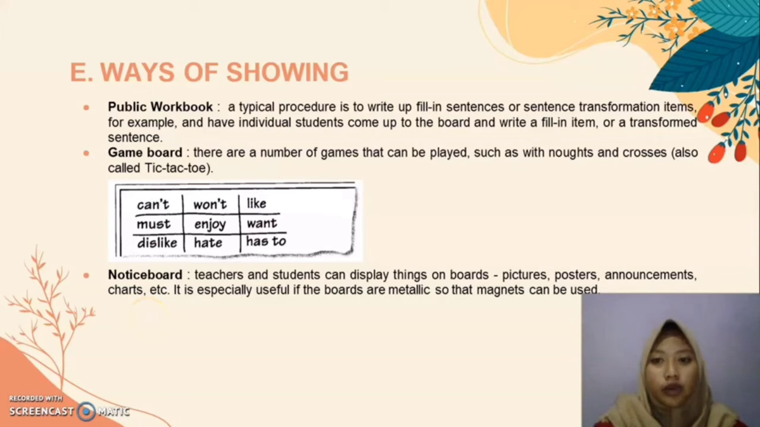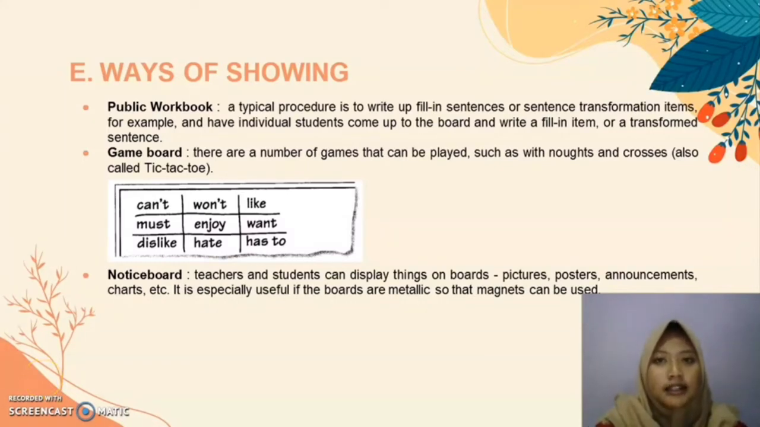And the next is game board. There are a number of games that can be played, such as noughts and crosses, also called tic-tac-toe. For example, teachers can draw a nine-box frame and write different words and categories in each box. Teams have to make a sentence or question with the words, and if they get them right, they can put their symbol on the square to draw their winning straight line.